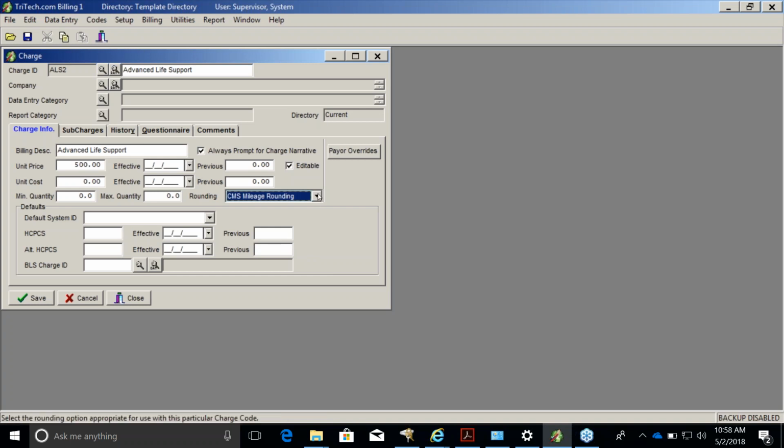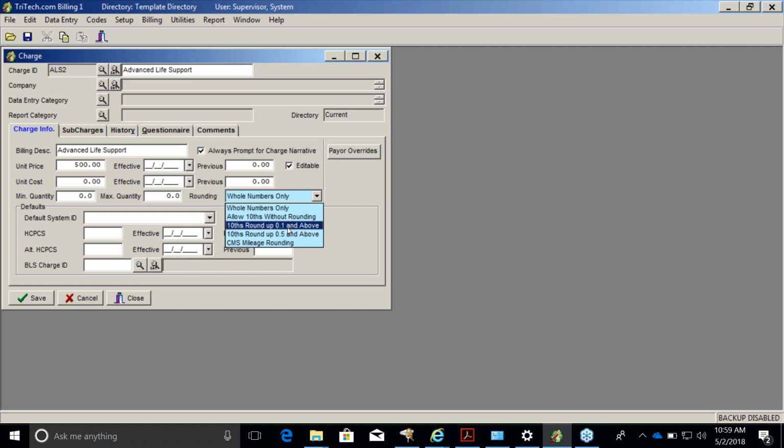Rounding options are whole numbers. Whole numbers are, for example, if mileage is 10.4, it's going to count as 10 when entered on the call. Allowing tenths without rounding is going to be your 10.4 actually being 10.4 when entered on the call. Tenths round 0.1 and above, for example, is where your 10.4 would become 11. Tenths round up 0.5 and above, this is where if it is 10.4, it will round to 10.